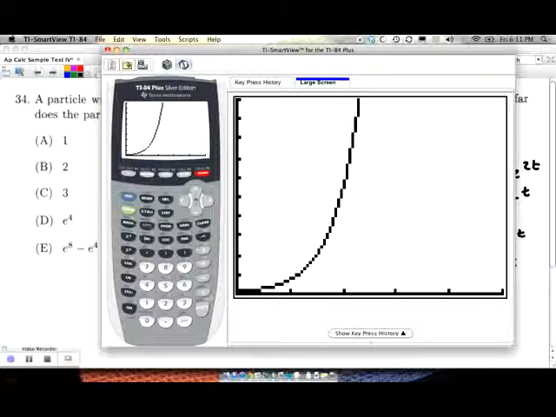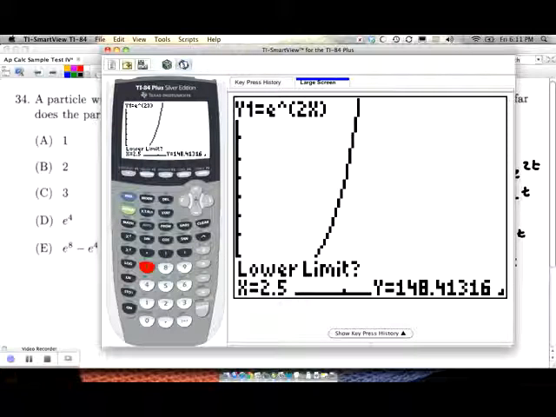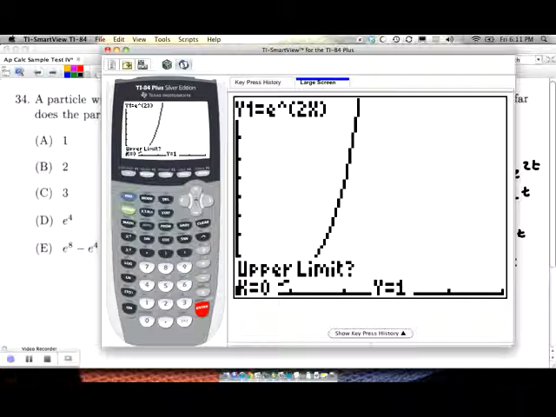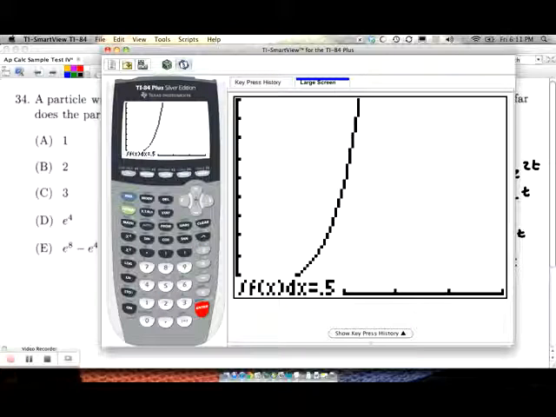Look at that. So now we're going to go to second. We're going to calculate. We need to calculate the integral, which is 7. And the lower limit is 0. That one was easy. The upper limit, now we're going to type this in. It's natural log of 2. And we're going to divide that by 2. Looks like it's calculated.